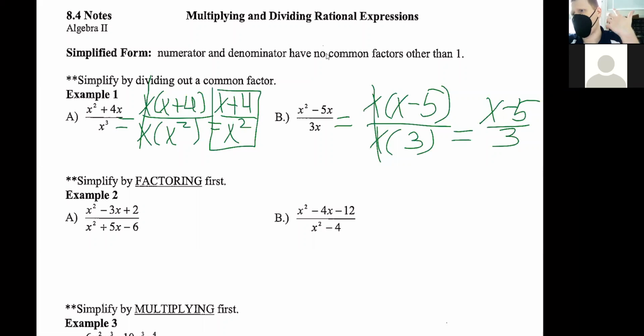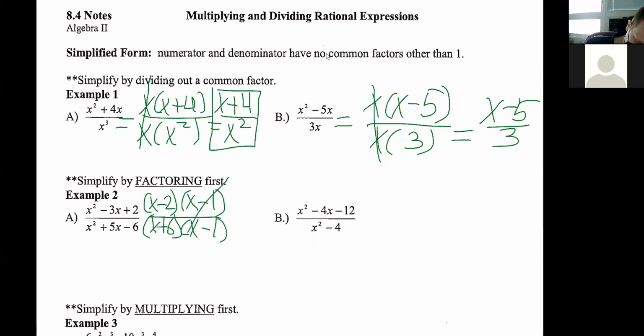So always be on the lookout for GCFs, but sometimes you might even have trinomials that you can factor, or a difference of squares. All those things we've learned about factoring in the course, try and keep your eyes peeled, because if you can simplify, a lot of times it'll save you some work in these problems. So in example A, you could factor the top to be x minus 2, x minus 1. What multiplies to 2 and adds up to -3? Well, x minus 2, x minus 1. And then on the bottom trinomial, what would multiply to -6 and add up to 5? Well, that would be x plus 6, x minus 1. Since you have a common binomial, you could cancel these out.